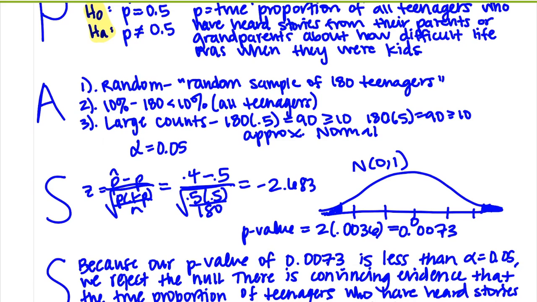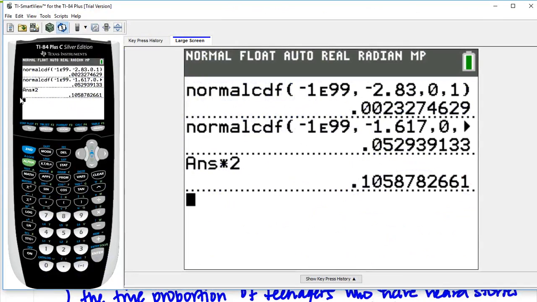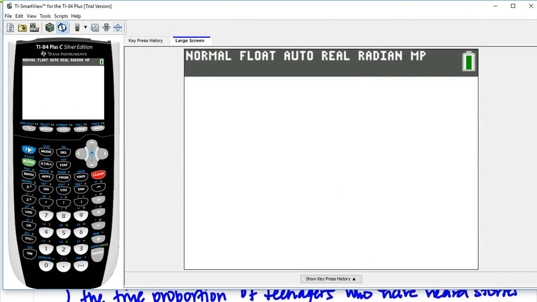You want to have a picture and then get your p-value. Now this one is one of those with the not equal to, so let's highlight a couple things about that. If you have not equal to here, you should have both tails. Remember, that's called two-tailed because of the not equal to, and so you have to double the p-value.